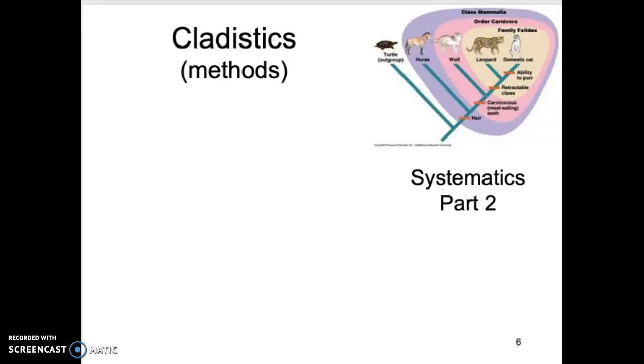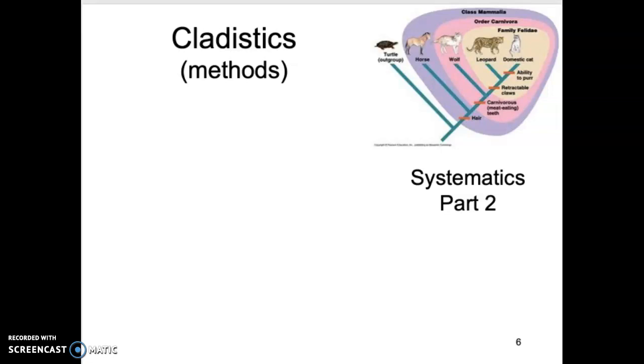All right, so we're going to continue on with our conversation about systematics. This will be part 2 of the lecture. Each part's going to be about 15 minutes, so just mentally keep that in mind, to make it easier to budget your time. In part 2, we talked about basic systematics, phylogeny. We talked about biodiversity in part 1.